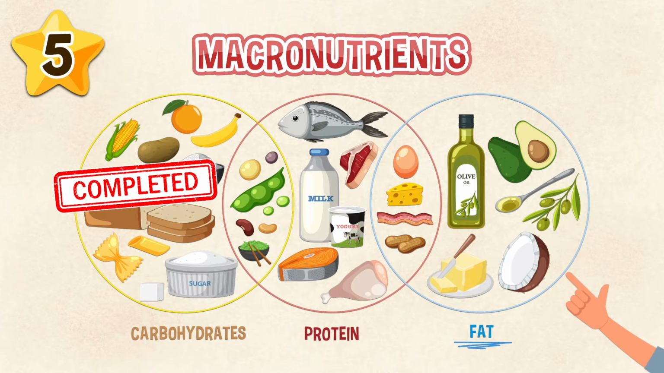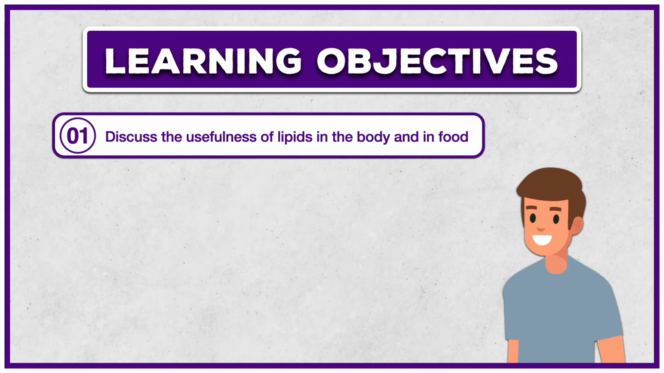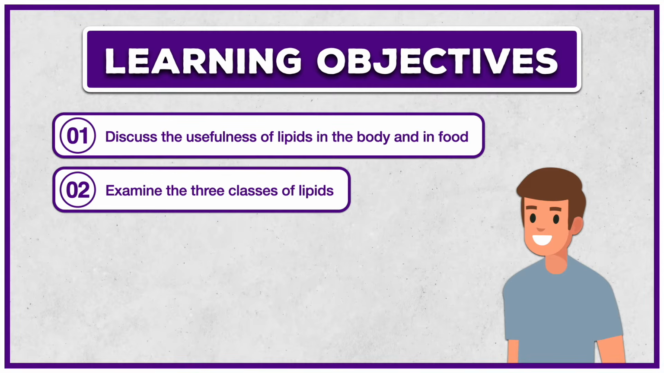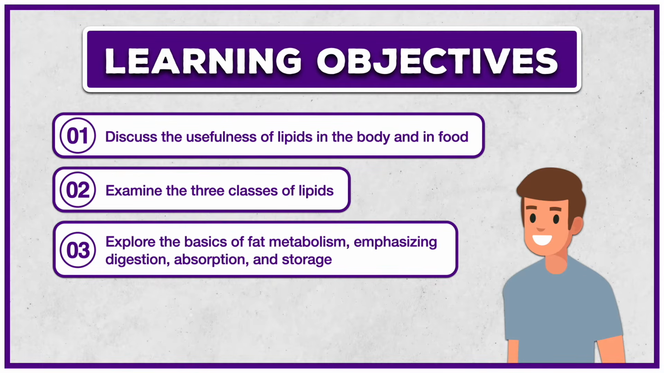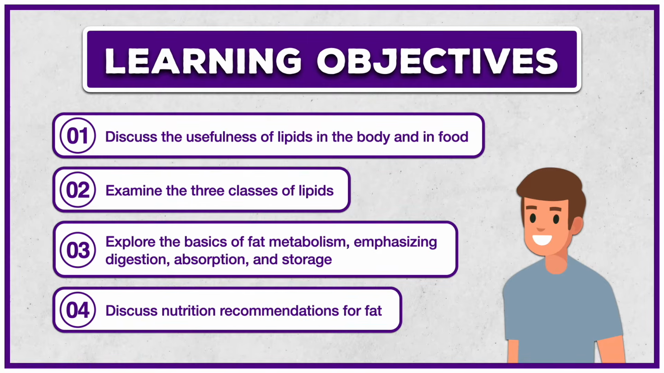Fat is the word that's used most often to describe this macronutrient. Lipids represent a larger group of molecules with similar characteristics. The learning objectives for this lesson are to discuss the usefulness of lipids in the body and in food, examine the 3 classes of lipids, explore the basics of fat metabolism, emphasizing digestion, absorption, and storage, and discuss nutrition recommendations for fat.